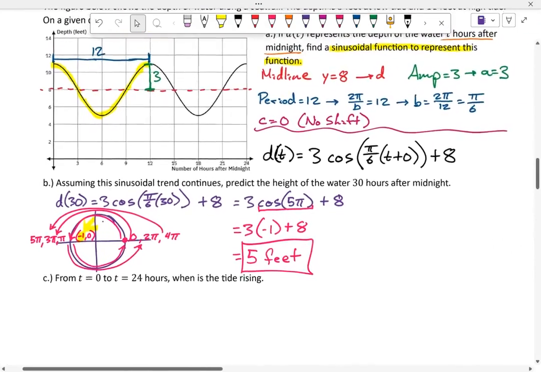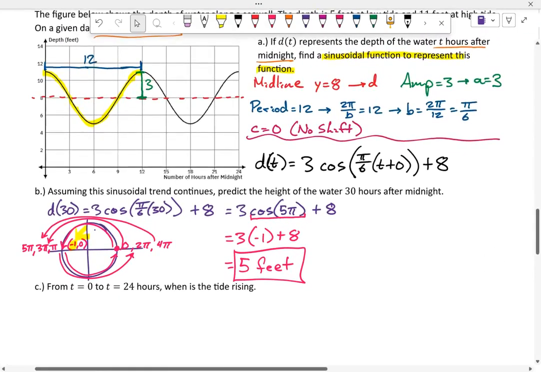Looking at your graph, where is our tide increasing? When is the tide rising? So when is our function increasing? Where are we increasing, guys? All right, 6 to where? Oh, we see that increasing nature. What is that in terms of time?